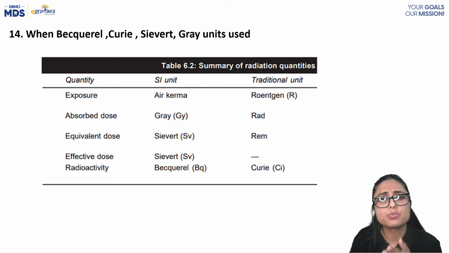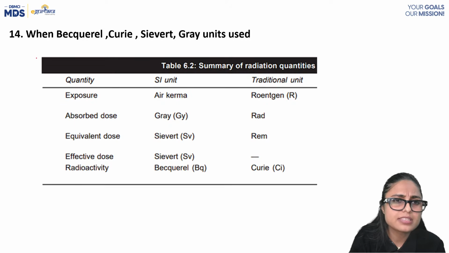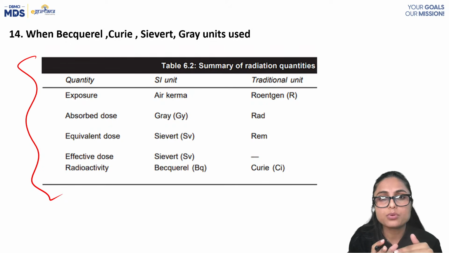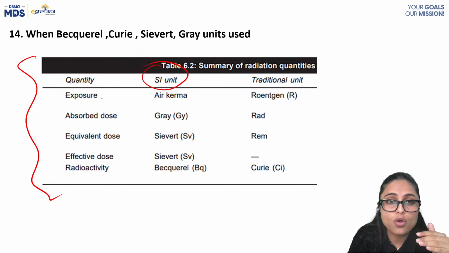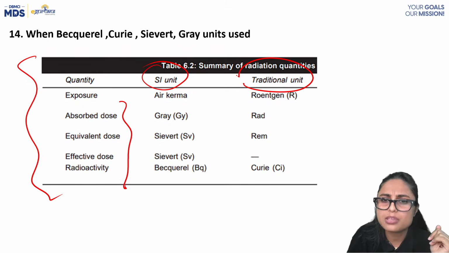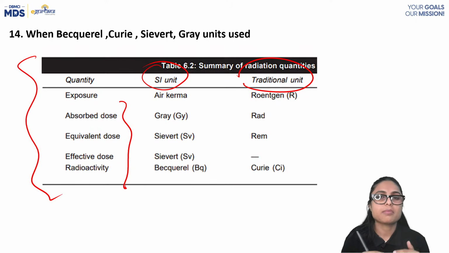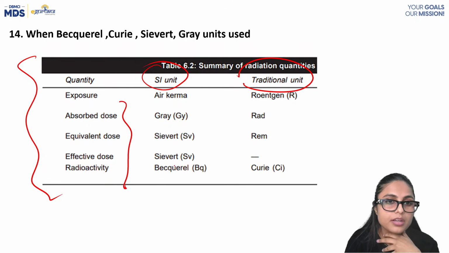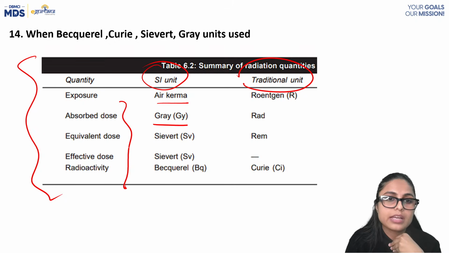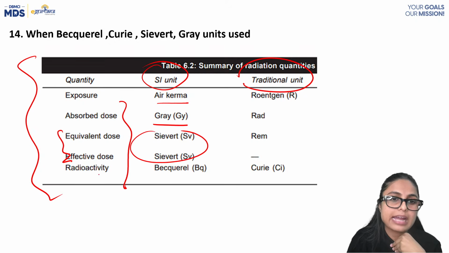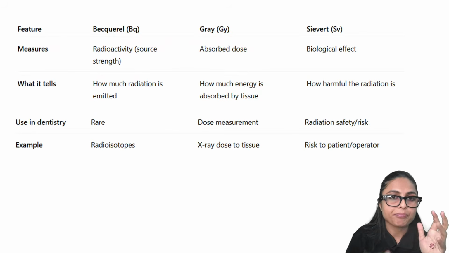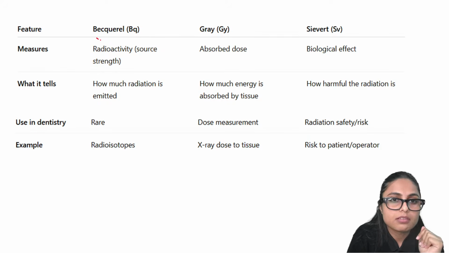When are Becquerel, Curie, Sievert, Gray units used? We have studied this in dosimetry. I've told you to remember the SI unit of these quantities. Sometimes if the examiner goes for the rarest question, then they can ask you the traditional unit of it. So the SI unit of exposure is air kerma, absorbed dose is gray, equivalent dose and effective dose is sievert, and radioactivity is becquerel. So what it means, first of all, becquerel.